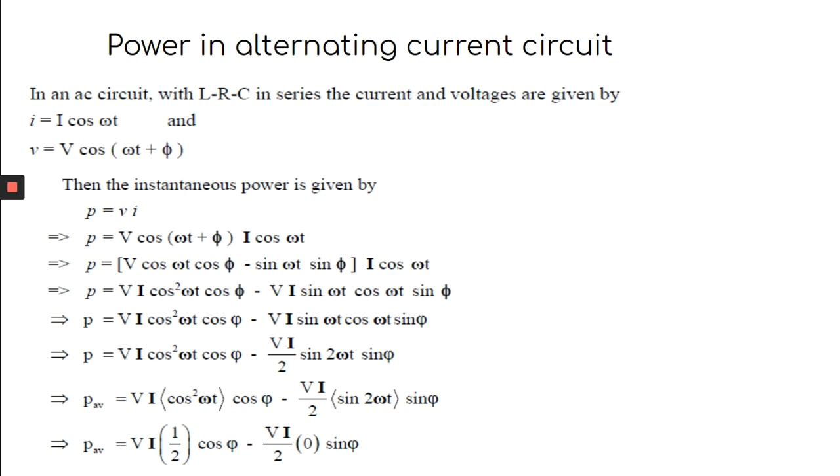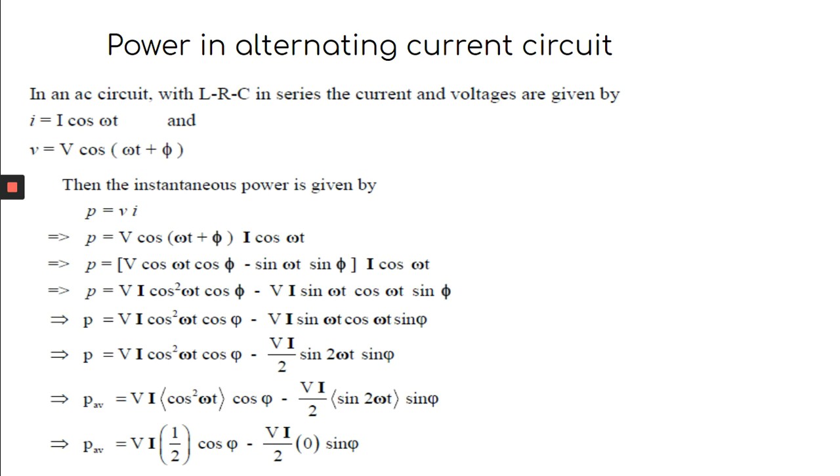So let us find out what is the average value of sin 2 omega t. As you know, the average value of any sin function, that means sin theta, sin 2 theta, whatever you say, is 0. Because what is the minimum value? The minimum value is minus 1 and the maximum value is 1. So what is the average value? The average value is 0. So you can write P average is Vi by 2 cos phi.